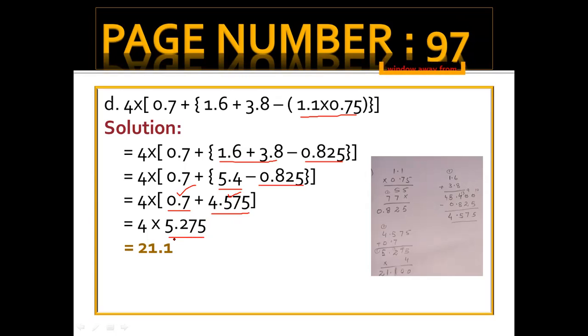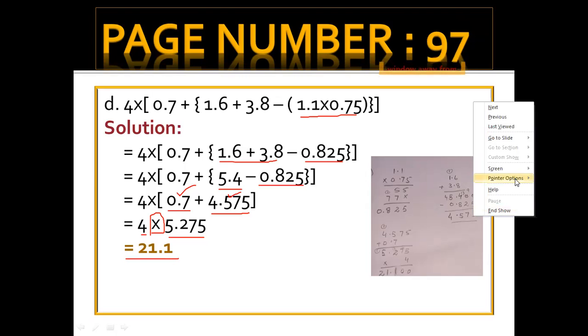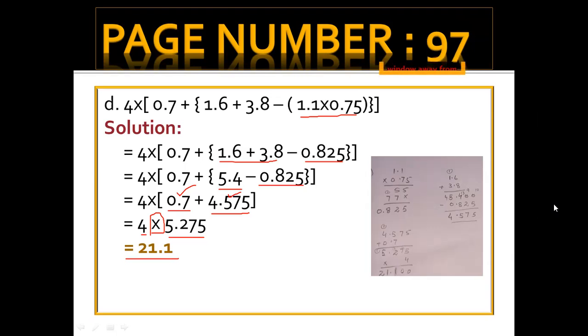5.275, and the last step is multiplication. When we multiply 4 with 5.275, 21.1. I have done all these additions, subtractions, multiplication for you in the rough work.